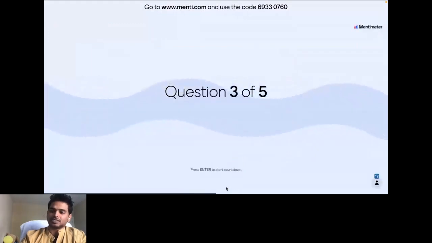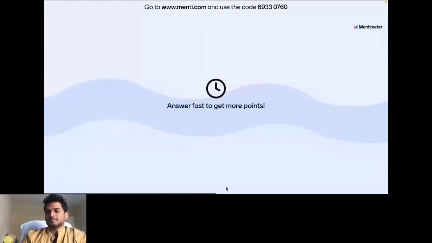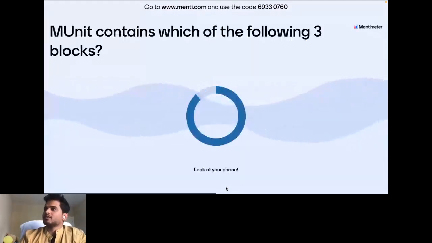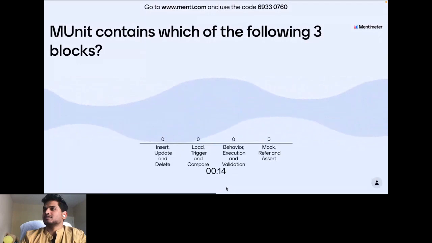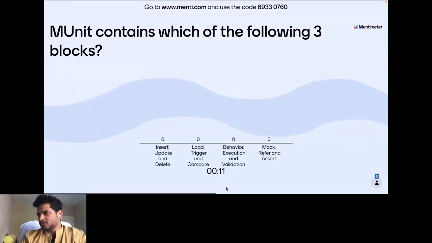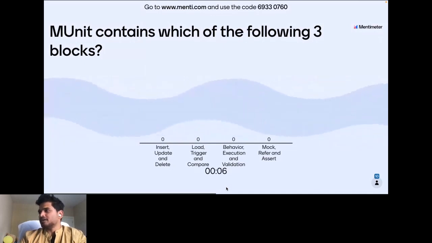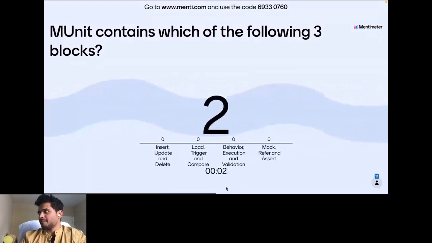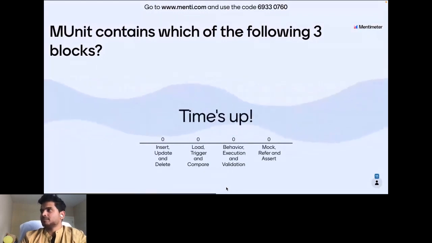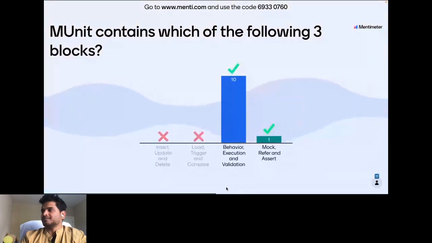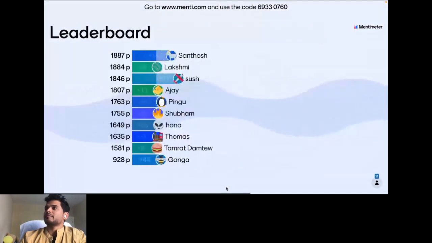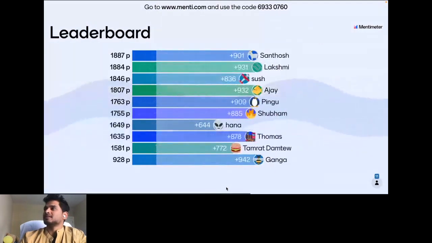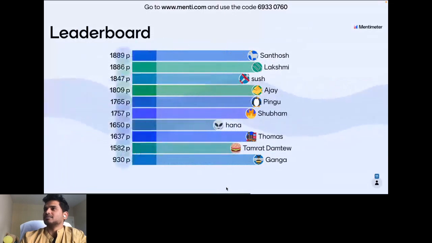Great. The third question, you guys ready? MUnit contains which of the following three blocks? Insert, update, delete; load, trigger, compare; behavior, execution, and validation; mock, refer, and assert. Awesome. Everybody answered it correct. Excellent. I have put two correct answers here, and you guys got it.